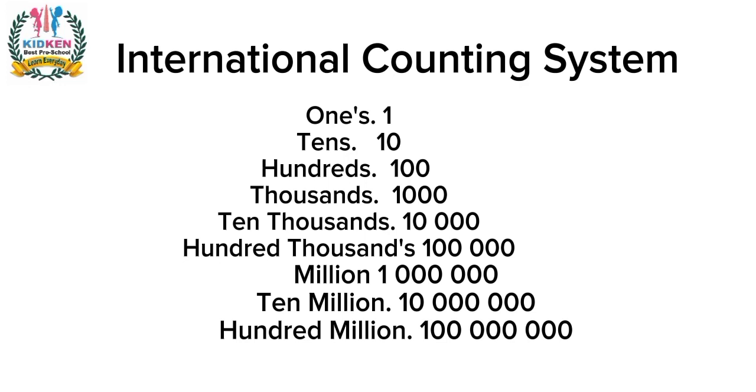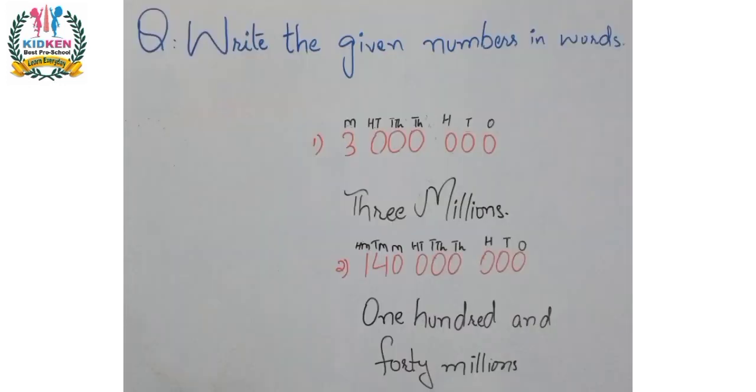So let's start our questions. Question number one is 3 million. We can write these numbers in words. To help your understanding, I can write the place values above the numbers. You can use the international number series which I described previously to solve this question.